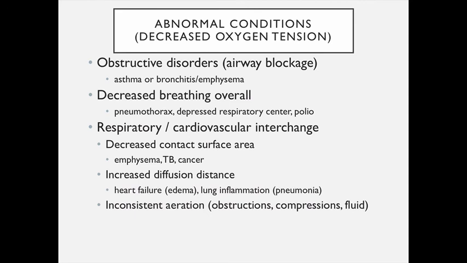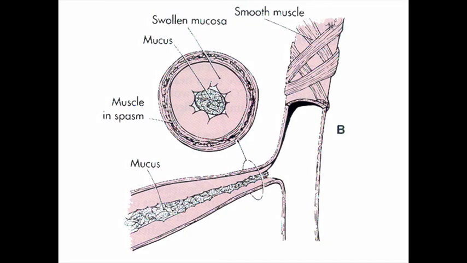And then there's things that can cause inconsistent aeration. And again, that would be like an obstruction can do it, some kind of compression, fluid, all of these things. And then there's things that can cause inconsistent circulation. And that would be any kind of block, maybe you've got a clot that's stuck in a pulmonary vessel, so it's not able to get to the respiratory membrane or the alveolar capillary interface. And sometimes we just have circulation abnormalities that are going to cause the issue.